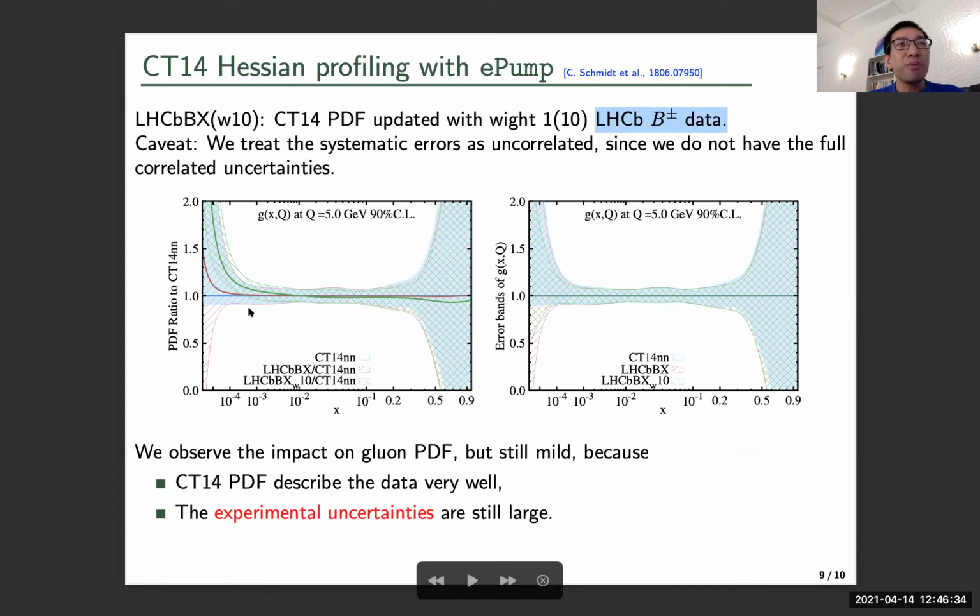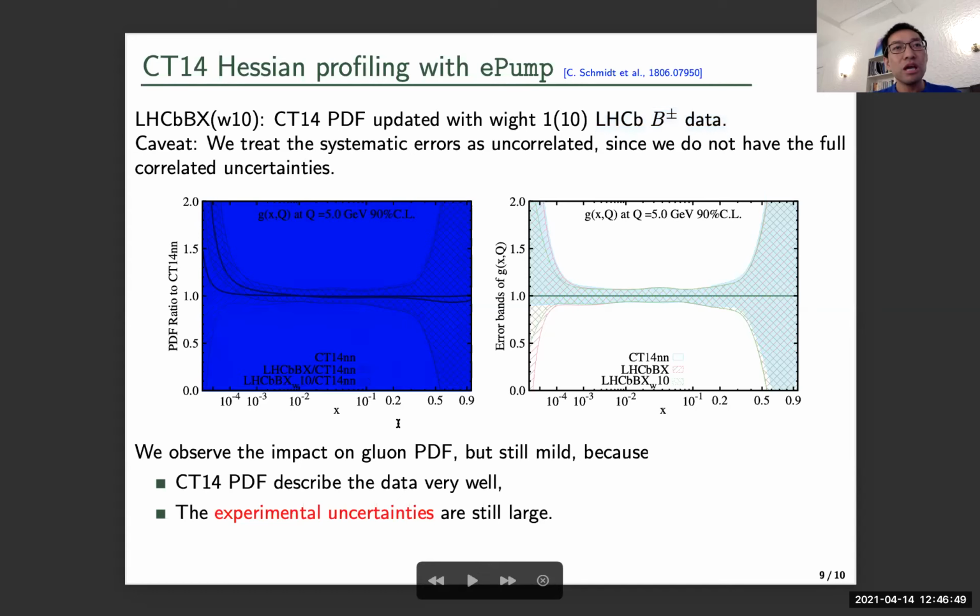And on the left plot, you can see that with adding this new data, the gluon PDF at low x will change just because of the impact of this data. Because the data is not so precise, and our CT18 predictions already give a good agreement describing the data, we will not expect too big an impact.